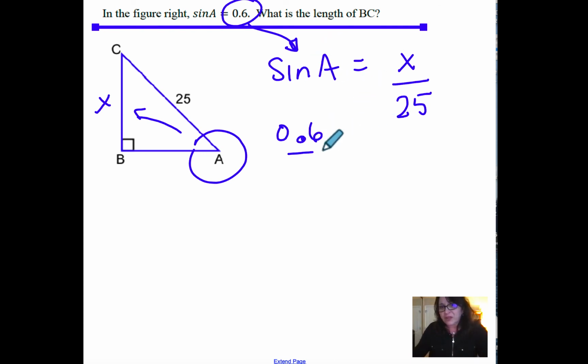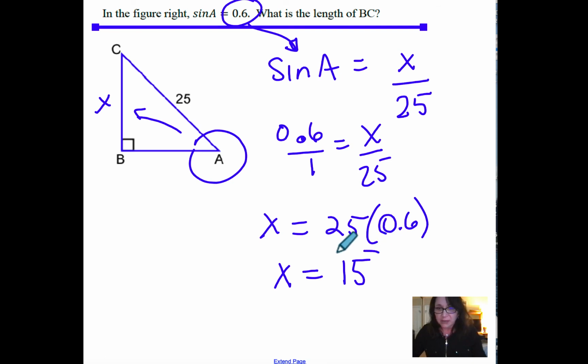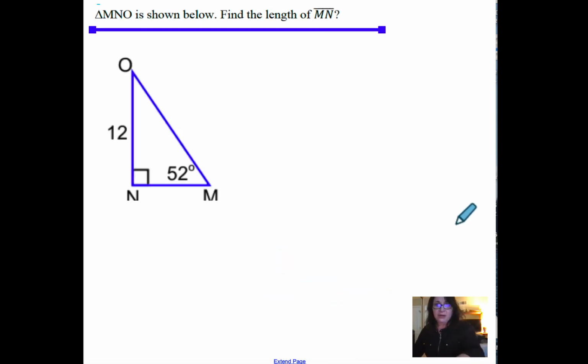So 0.6 over 1 is equal to x over 25. I'm going to cross multiply. I'm going to get x equals 25 times 0.6. And so that's going to be 0.6 times 25. It's about 15. So x is equal exactly to 15. All right.